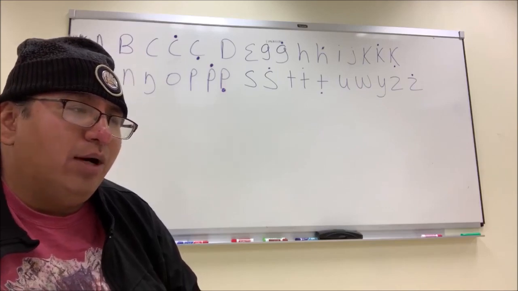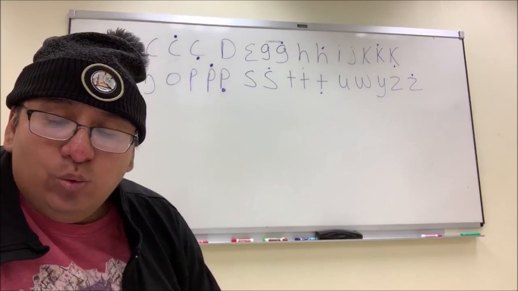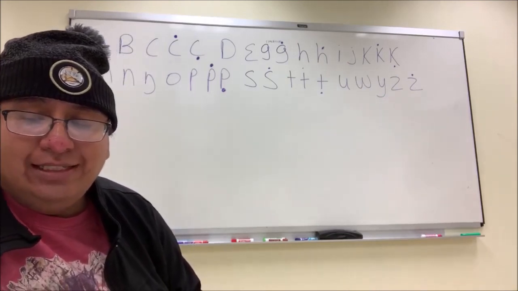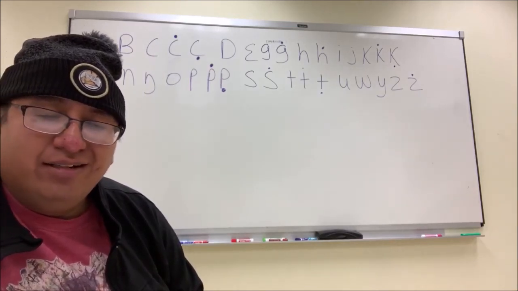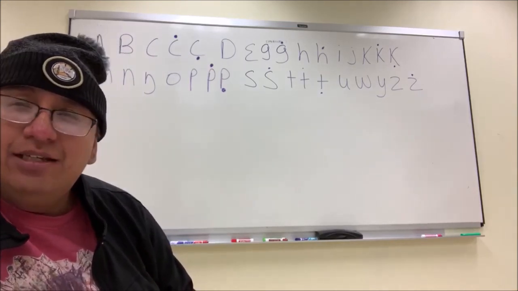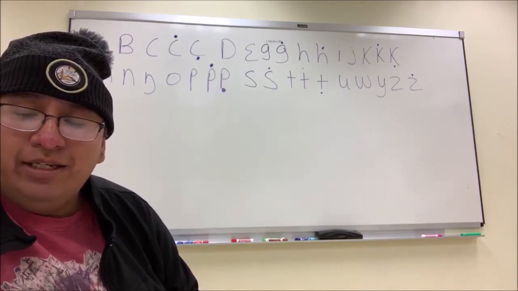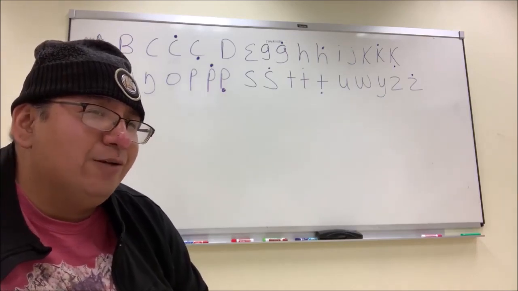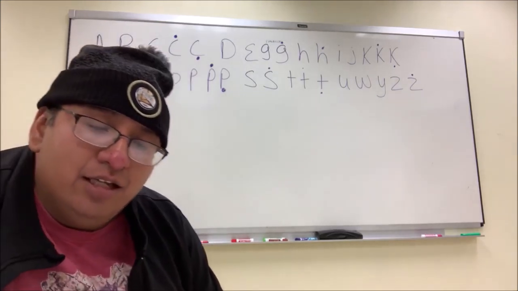W is a regular W, wa. As in we. We is the sun. And that W, just a regular W, we. Y is a ya. Yamini. For that Y, it just sounds like ya, as in Yamini.